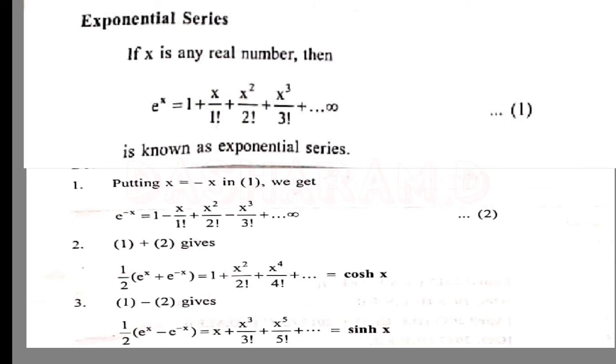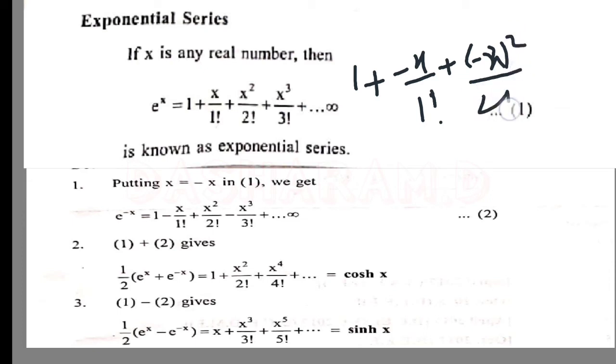Next topic, exponential series. If x is any real number, then e to the power of x equals 1 plus x by 1 factorial plus x square by 2 factorial plus x cube by 3 factorial plus dash, is called an exponential series.